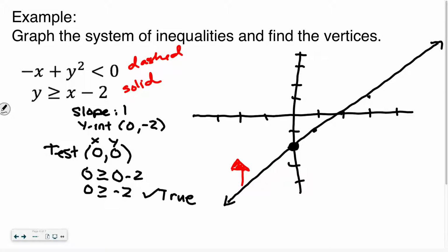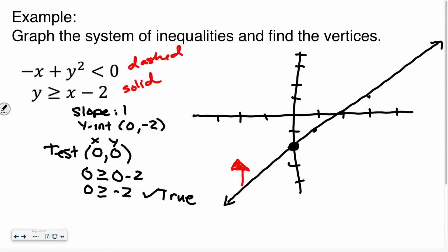Okay, now we got to graph negative x plus y squared is less than 0. You haven't really ever seen anything like this before because the y is squared, but what do your graphs look like when x is squared? They look like parabolas. So this is really a parabola as well. The difference is because y is squared, not x, it's a parabola that opens sideways.